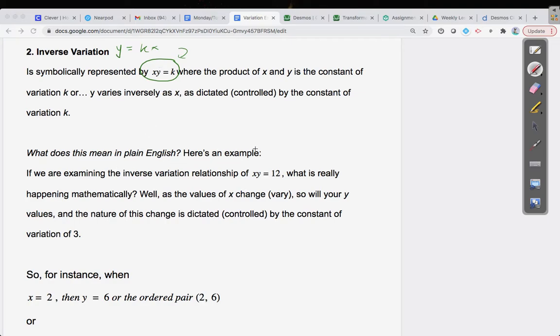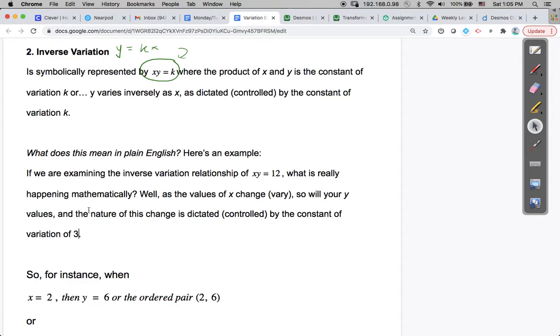What does this mean in plain English? Well, here's an example. If we're examining the inverse variation relationship of xy equals 12, what's really happening mathematically? As the values of x change or vary, so will your y values. And the nature of this change is dictated by the constant of variation of 3 in this case. Except it's not 3. That's a typo. That's the same constant of variation from the previous problem. In this case, the constant of variation is 12, right? Because the product of x and y is 12 now.